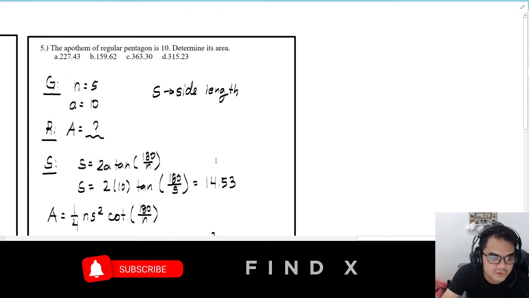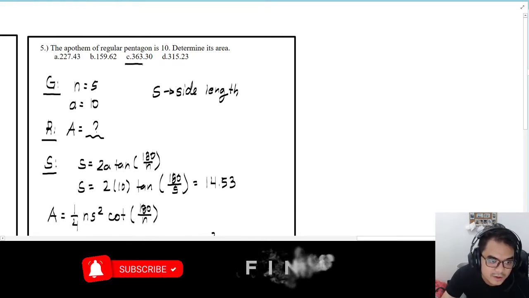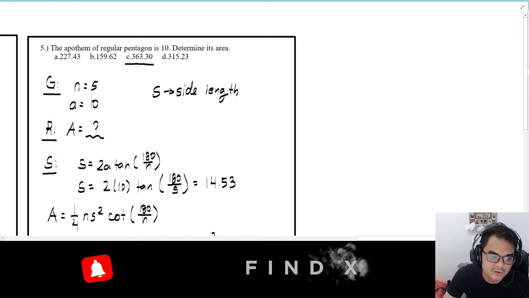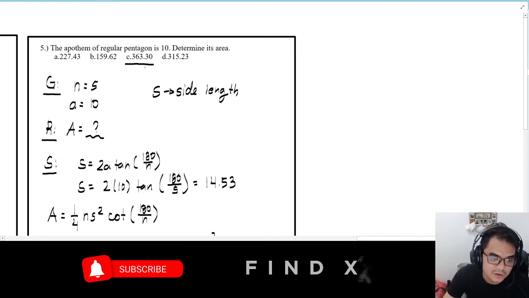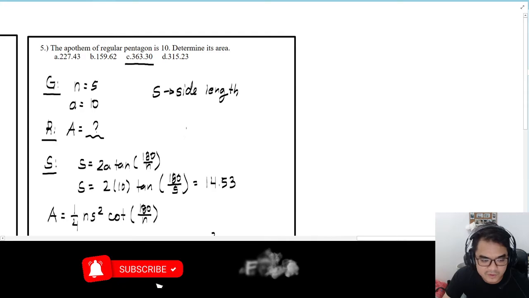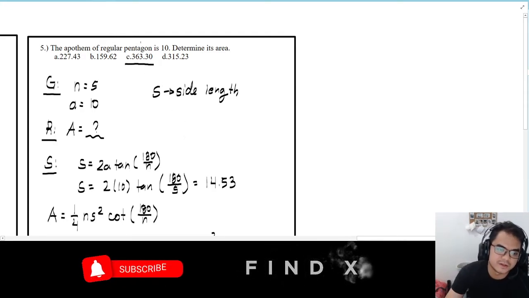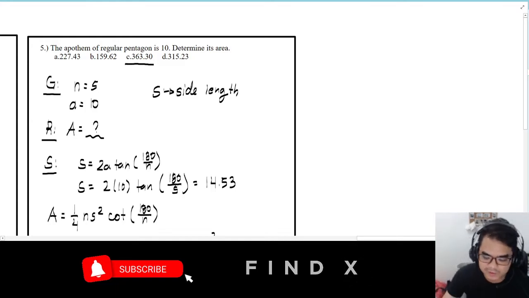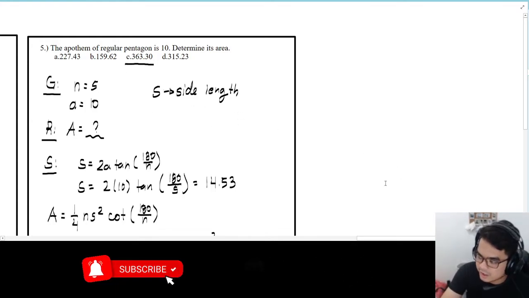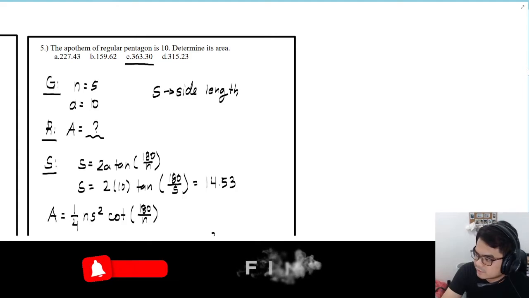Let's look at the choices. We have 363.23, and the nearest is this one, so the answer here is 363.30. The answer that I got is not exactly the same, but that is still fine because the difference between my answer and the choices must be decimal or rounding error. Okay, so let's go to the next one.